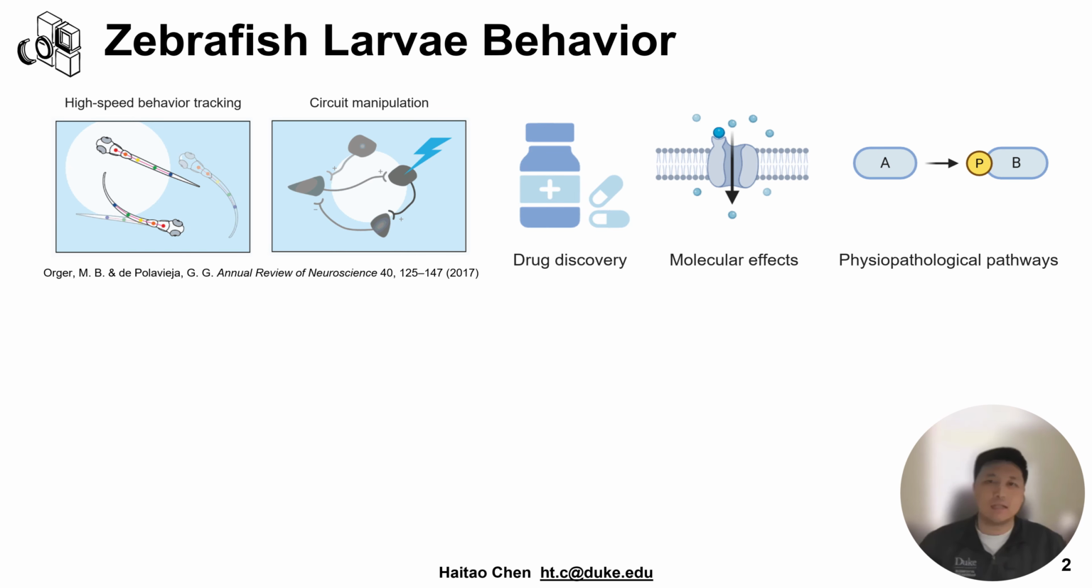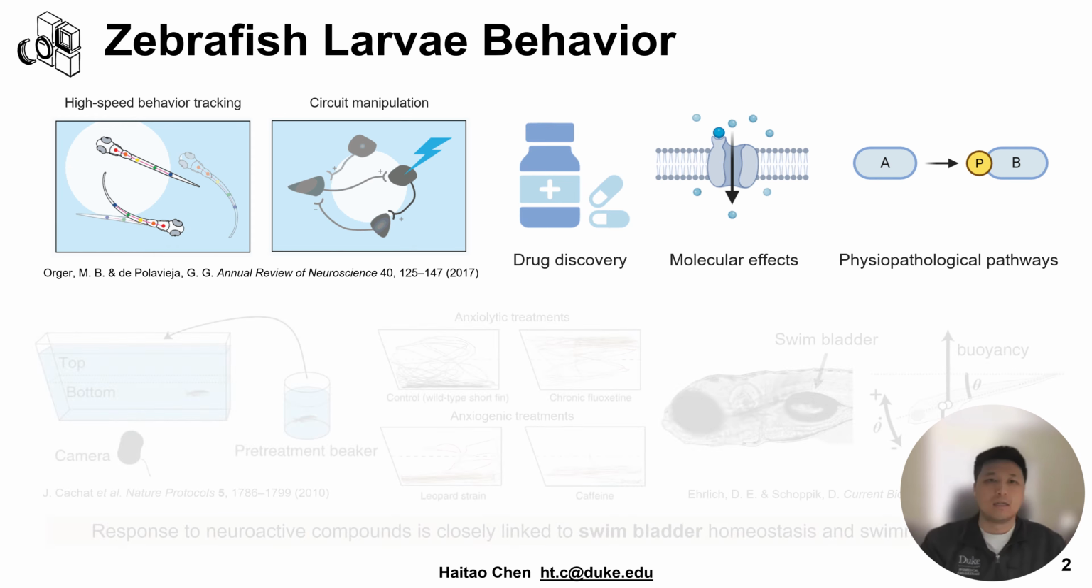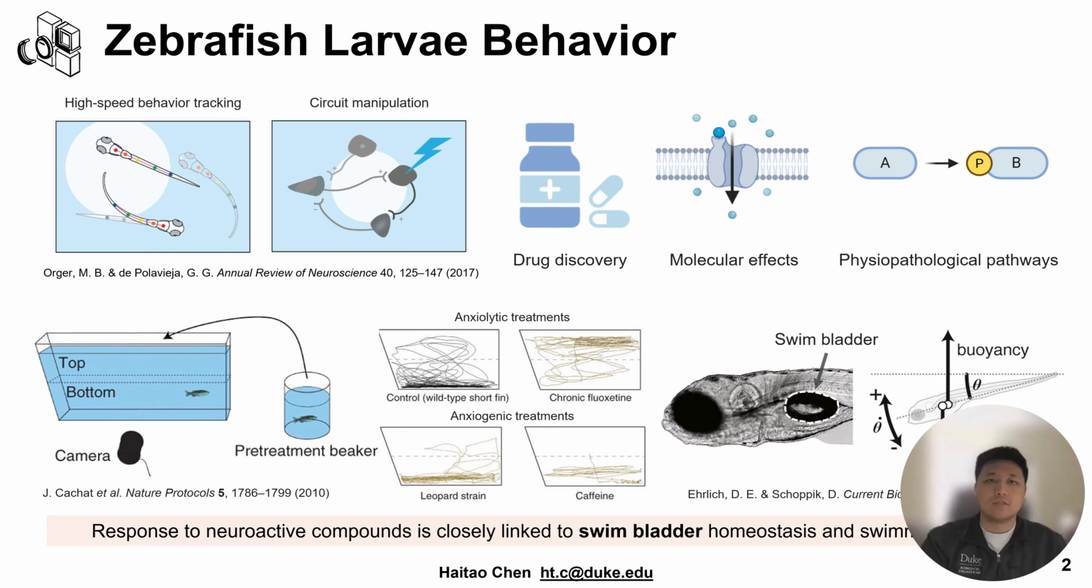Zebrafish larvae are widely used in neurobiology and drug screening due to their well-characterized genetics and rapid development. Importantly, their response to neuroactive compounds is closely linked to swimming depth regulation and swim bladder homeostasis, making free swimming behavior a direct, non-invasive readout of central nervous system function.